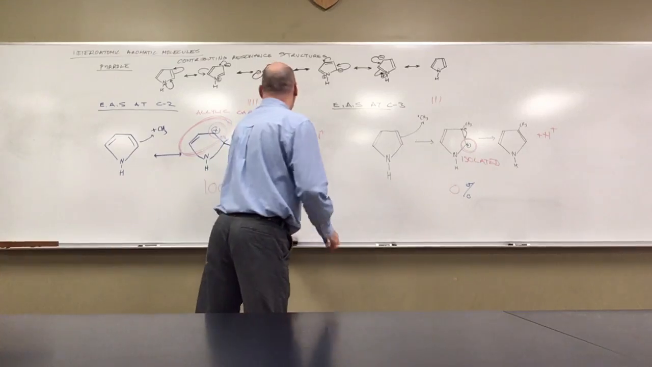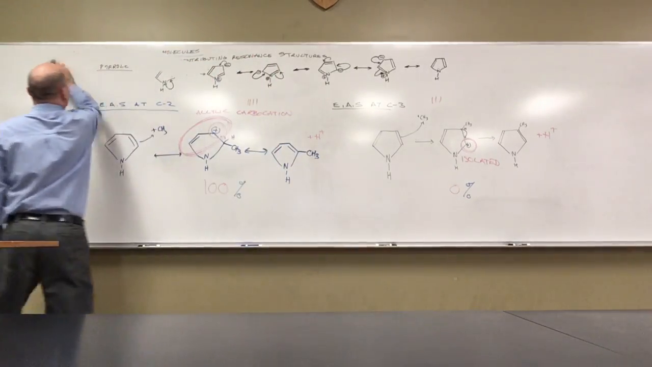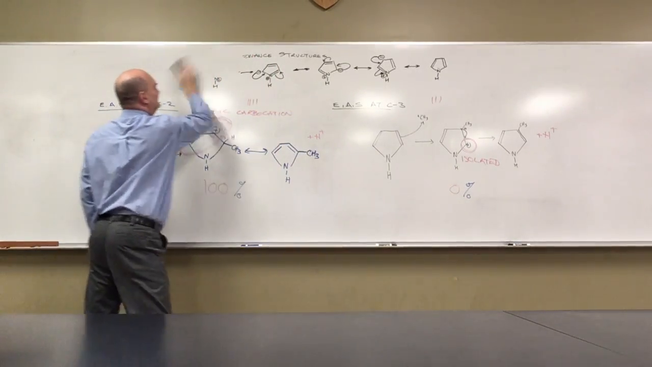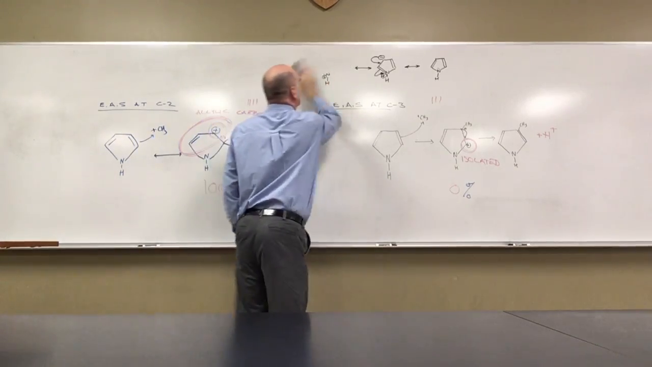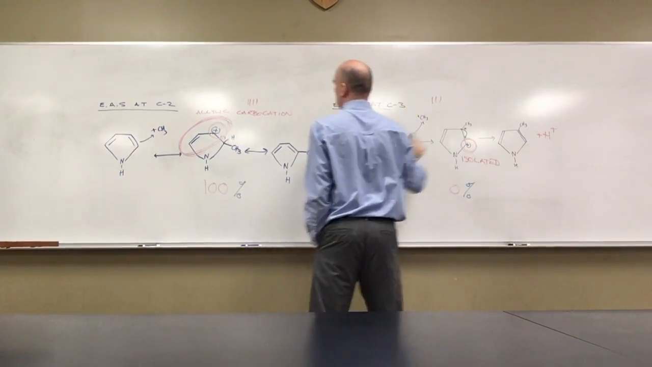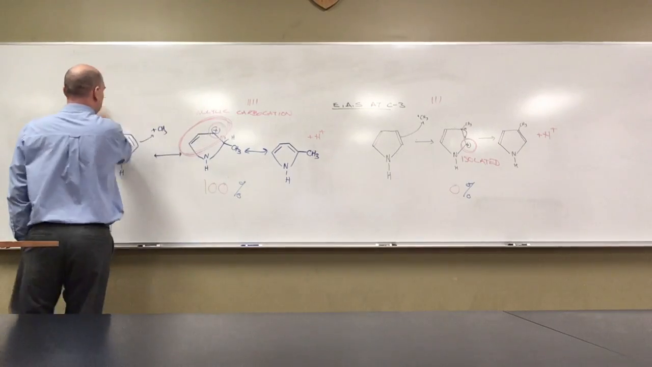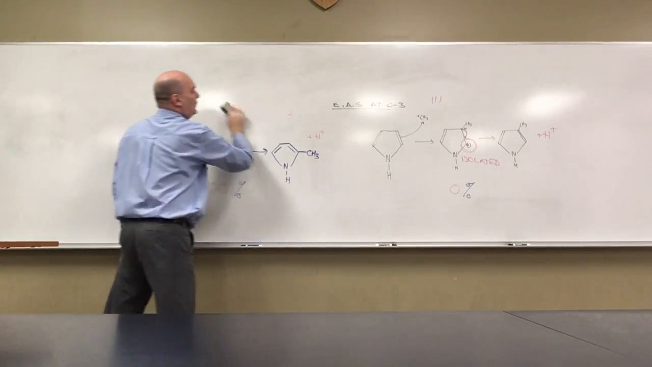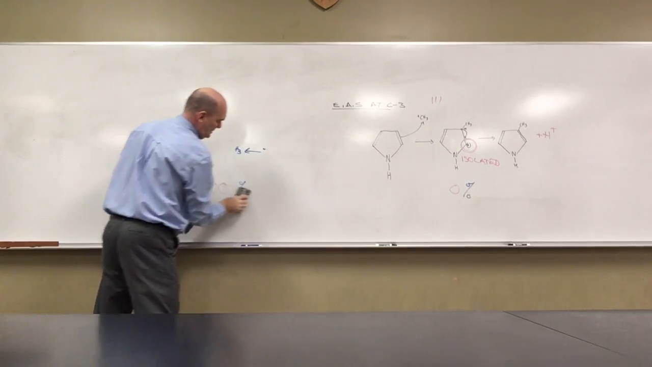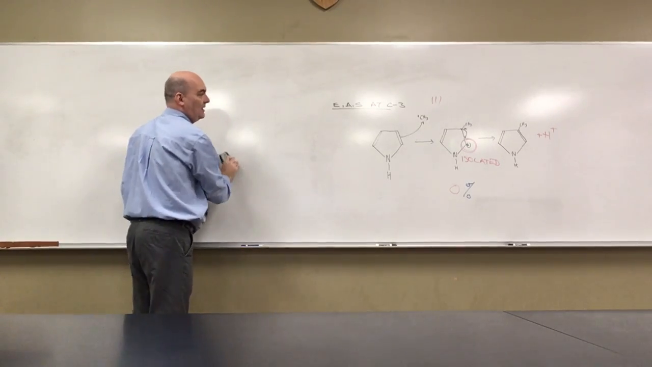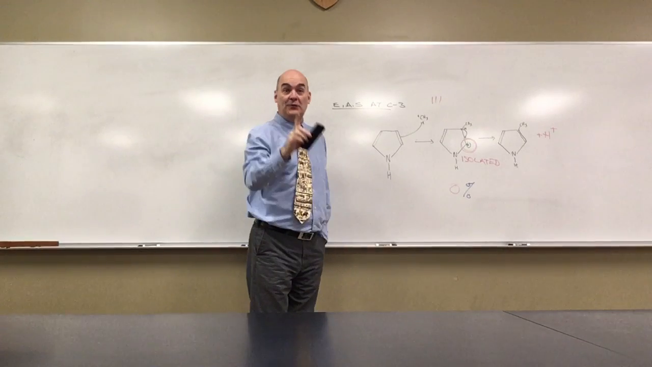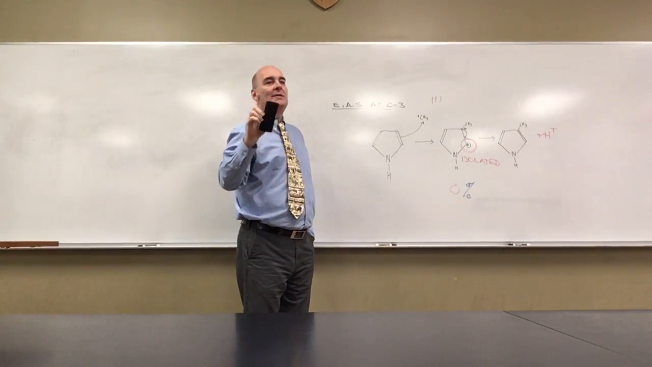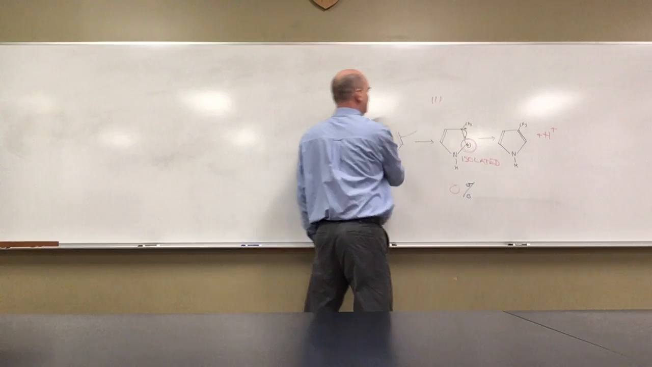Let's do some. So electrophilic aromatic substitution for pyrrole occurs at carbons 2 and 5 first, and then 3 and 4.